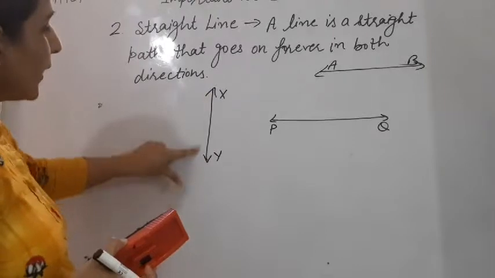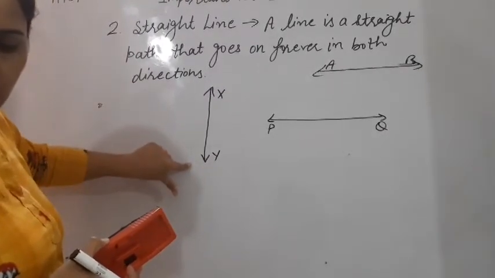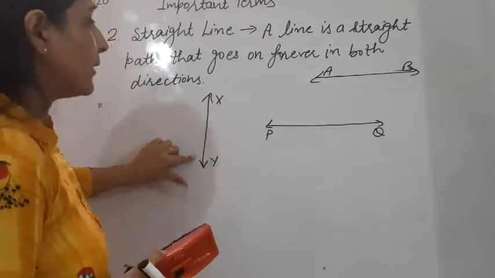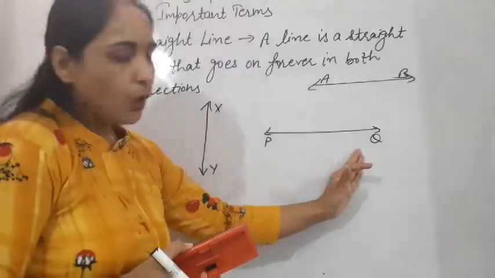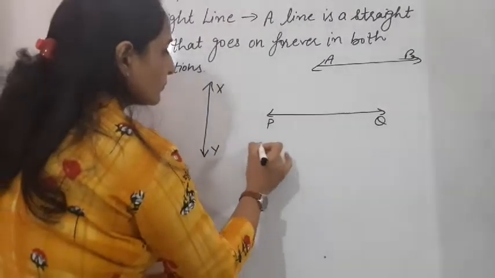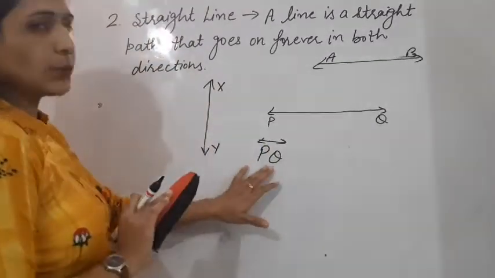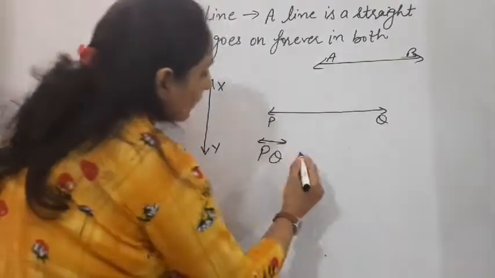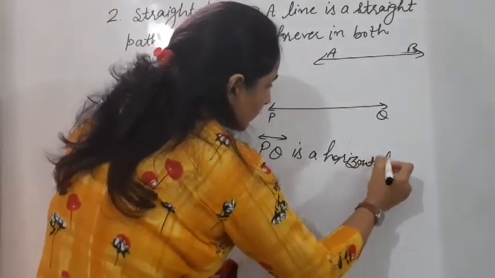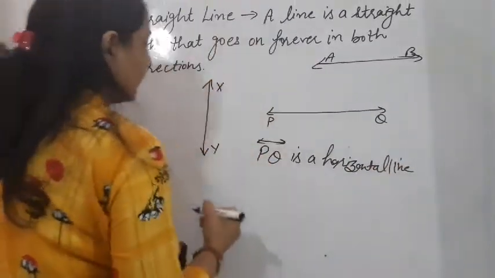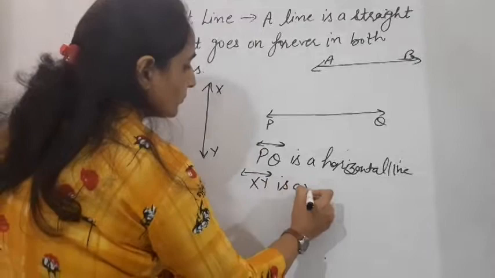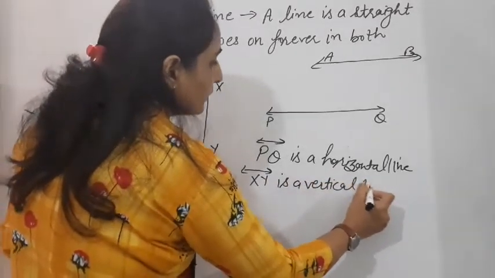This one is called your vertical line, and this is called your horizontal line. Here PQ is a horizontal line. And this one, XY, is a vertical line. Clear?